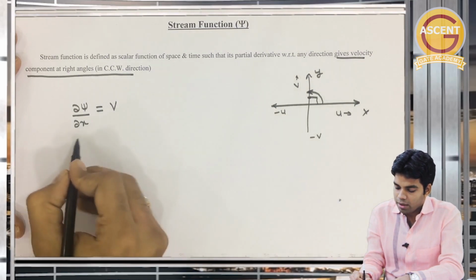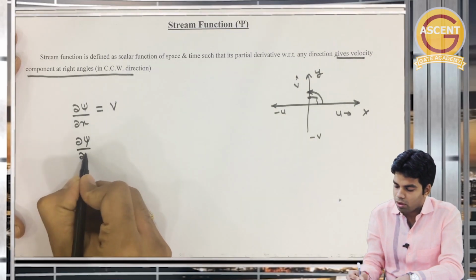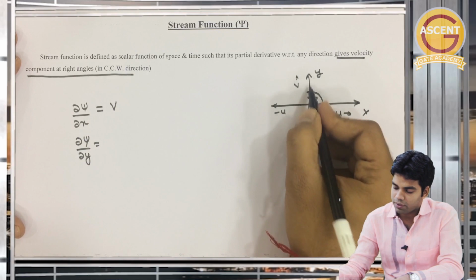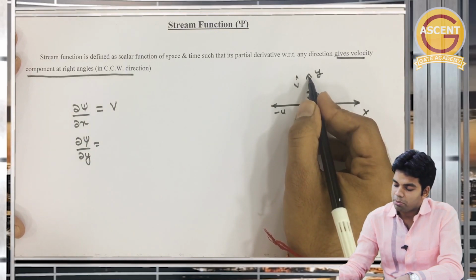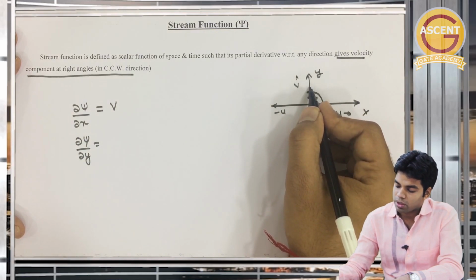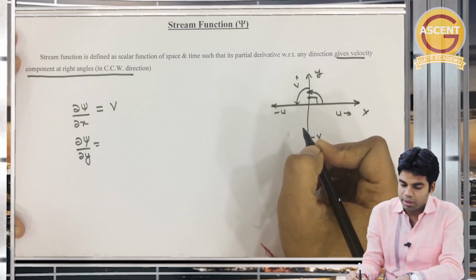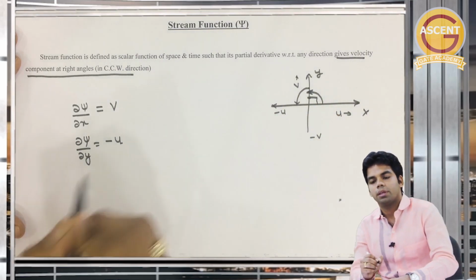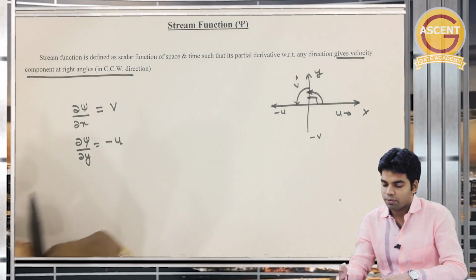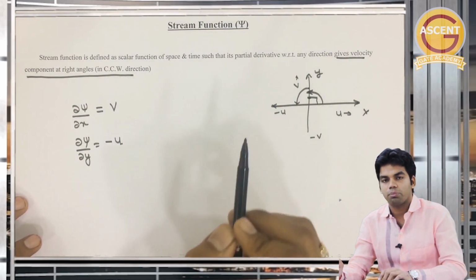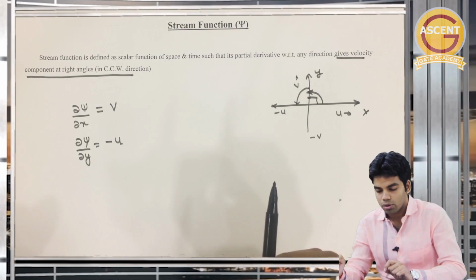Similarly, del psi by del y. If I take the partial derivative with respect to this direction, it will give me the velocity component at right angle, that means at this, so this will give me minus of u. Getting this? The partial derivative with respect to any direction gives the velocity component at right angle in counterclockwise direction.